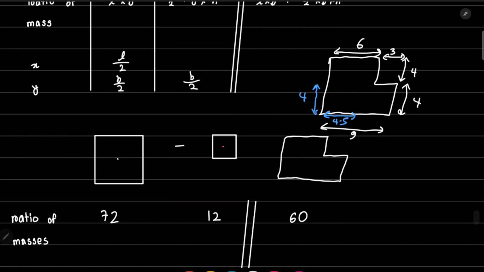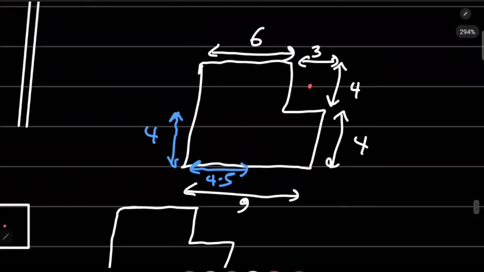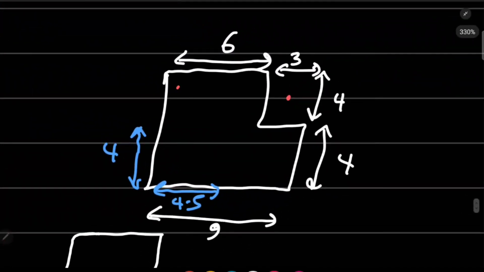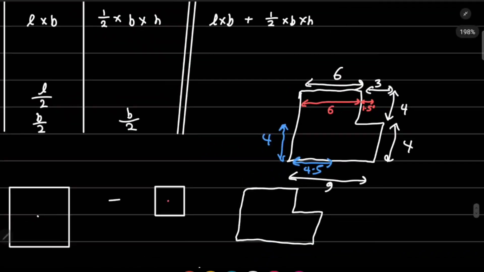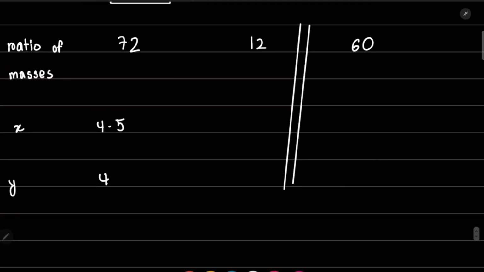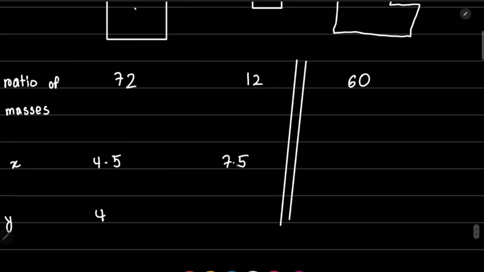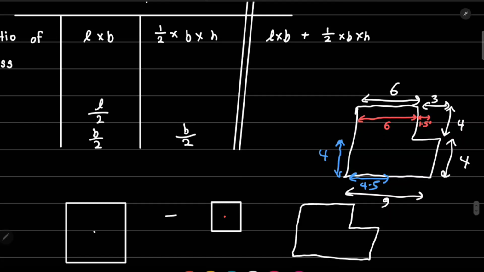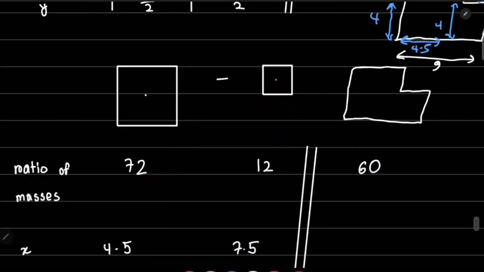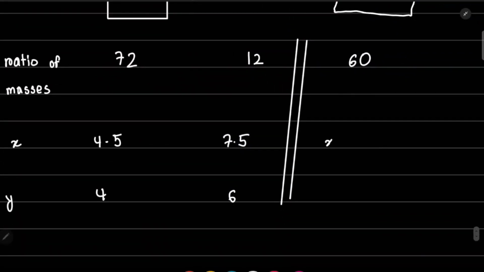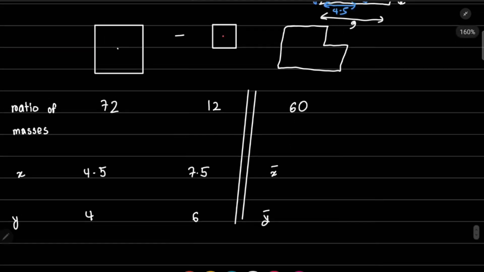Now the smaller one has a center of mass over here. Now this distance was already 6, and this distance will be half of 3, so 1.5. So the total distance will be 6 plus 1.5. This will be 7.5. And for the y coordinate, this part was already 4, and this part will be 2, so 4 plus 2 will be 6. And we have x bar, y bar over here.